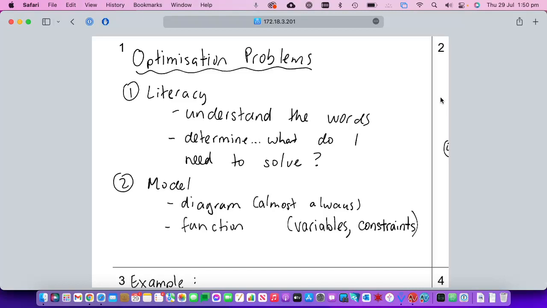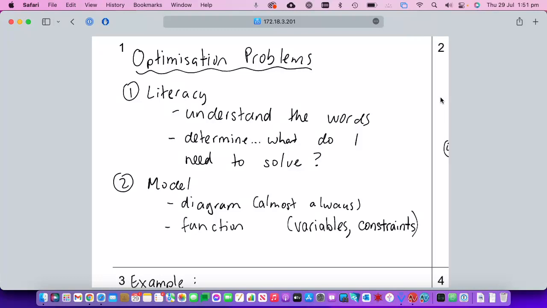If I said I need to create a rectangle whose length is twice as long as its width, and the perimeter has to be 25 centimetres, then the variables are the length and the width. And the constraint is the perimeter is 25 centimetres. Therefore, the length and the width will be constrained by the perimeter being 25 centimetres. Am I making sense there?